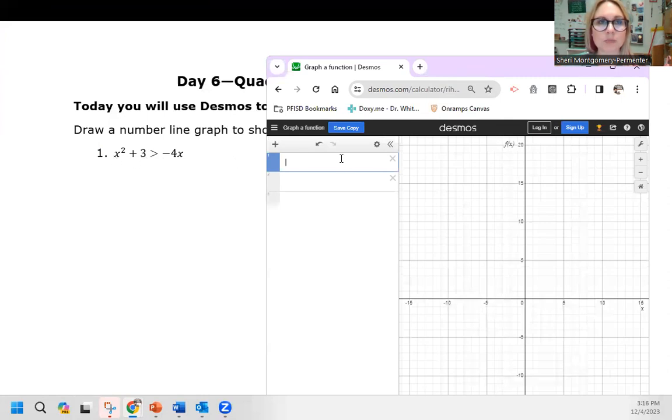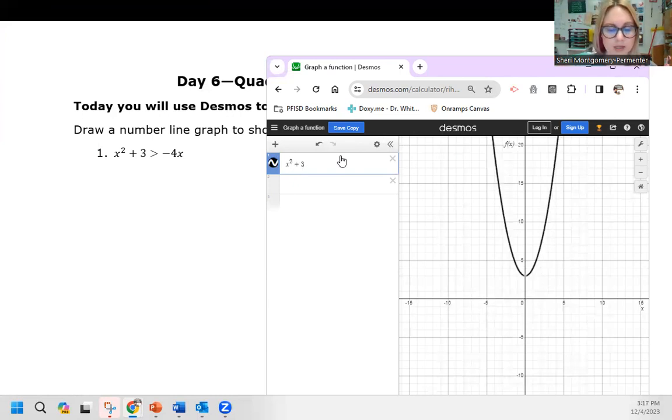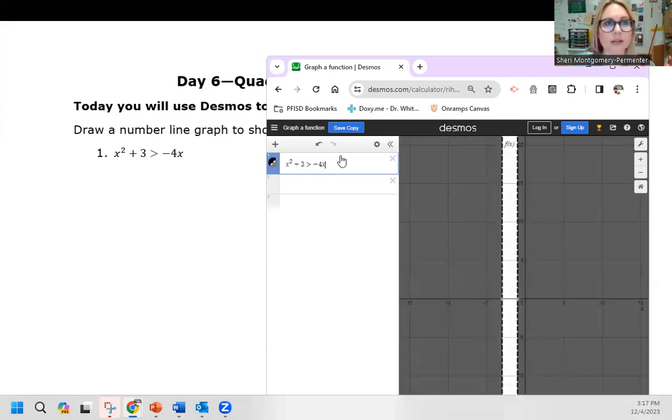I'm going to show you that all I'm going to do is type in there exactly what I see. So I see x squared. You have to do the little up arrow to type a square. It looks like a house, a rooftop. It's called a caret. You have to type it in like that. x squared plus 3 greater than negative 4x. So I will type it in exactly the way I see it, and your graph should look like this.